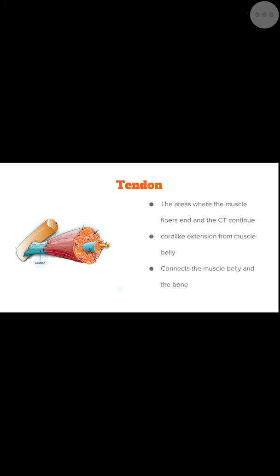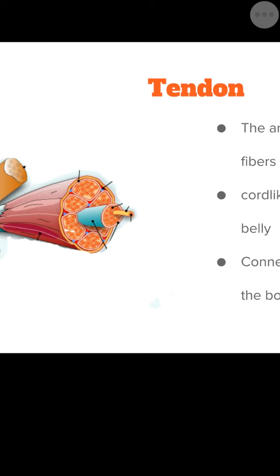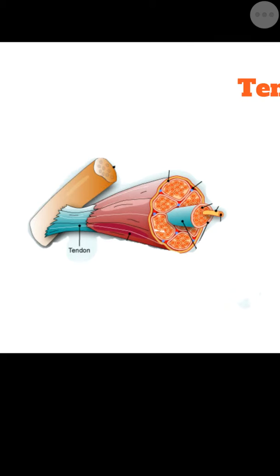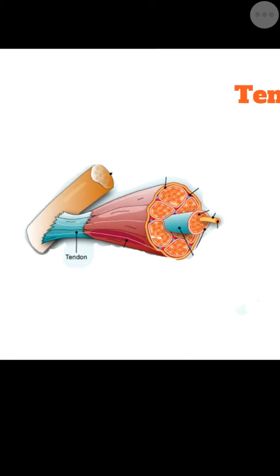Tendon. The tendon is the area where the muscle fibers end and the connective tissue continues. Cord-like extensions from the muscle belly connect the muscle belly and the bone. The orange part is the bone, the blue part is the tendon, the red part is going to be the whole muscle belly.